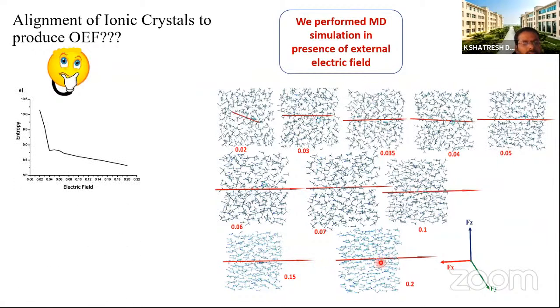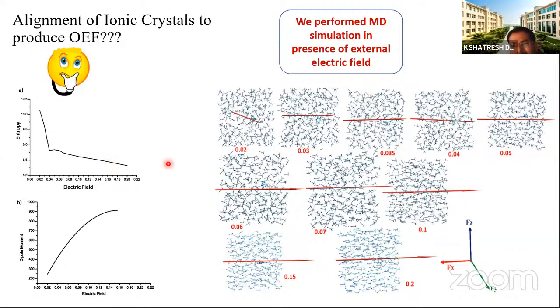Further, to see whether there is some organization, I calculated the entropy of this system, and this is the plot of entropy against electric field. Whenever I increase the electric field, the entropy decreases. It means that our solution is going into an ordered form.